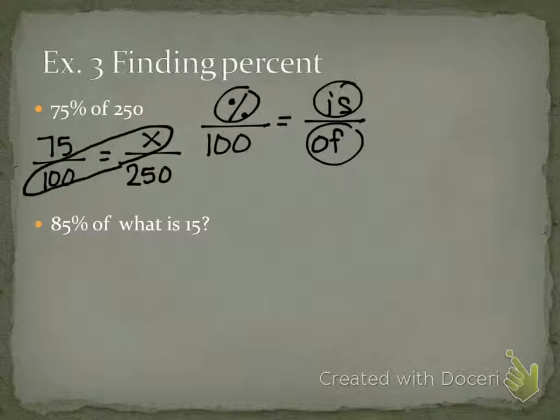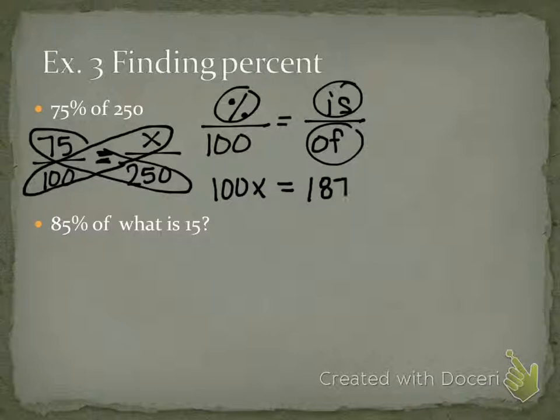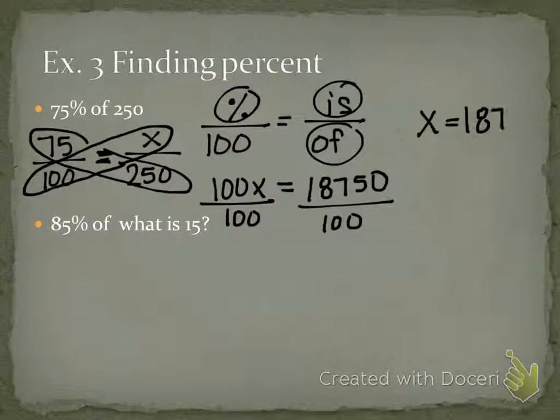When we cross multiply, we just multiply diagonally. x times 100 is 100x equals, because this is a ratio, I have to have an equal sign in between them, 75 times 250. So 75 times 250 is going to be 18,750. And now all you've got to do is solve your equation. So let's divide by 100. And I get x is equal to 187.5. And I know that is my answer. So 75% of 250 is 187.5.